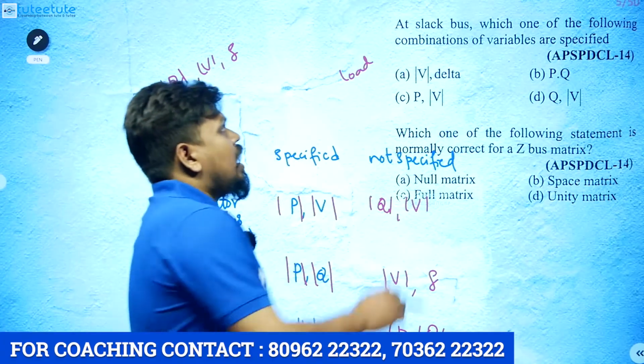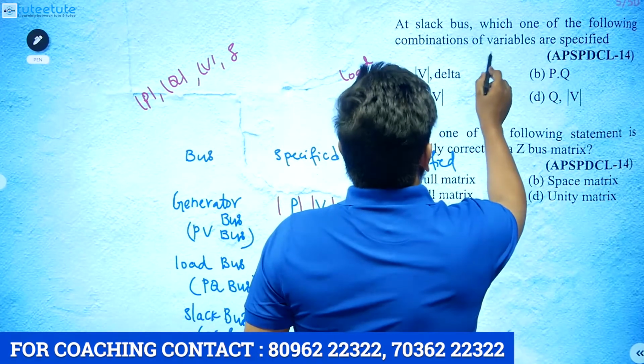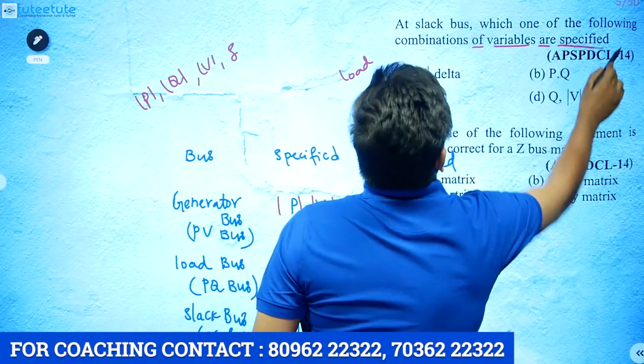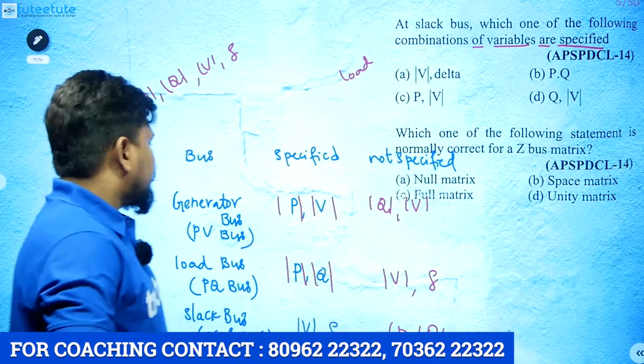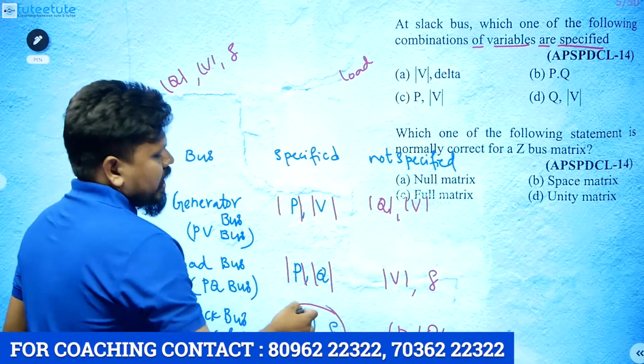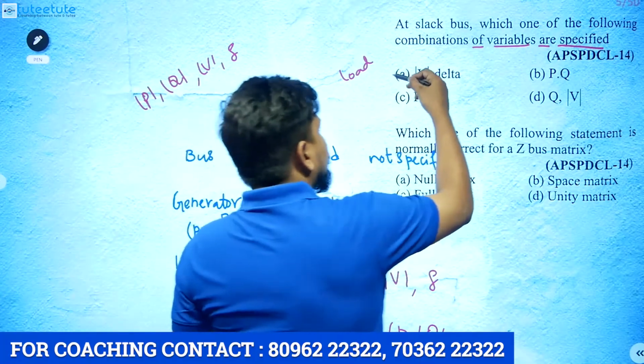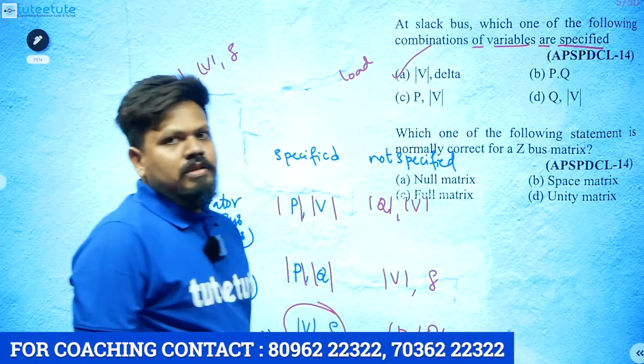From the question, at a slack bus, which one of the following combination of variables are specified? So what are the specified ones? Voltage magnitude and delta. That is the answer for this question.